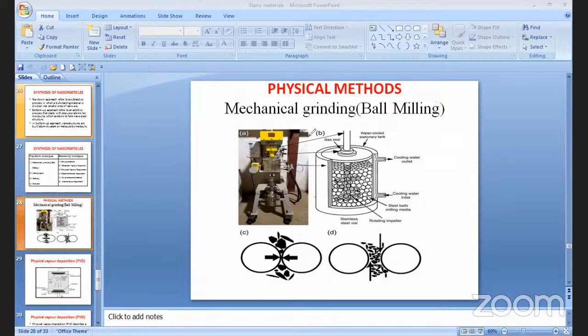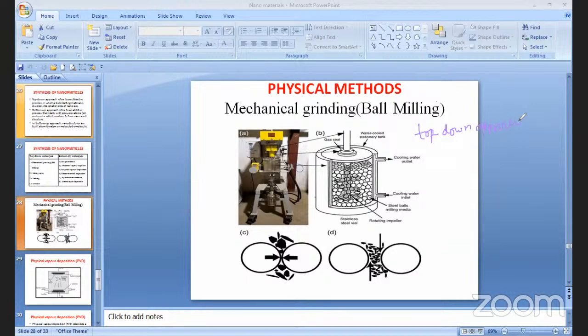They are going to get... So this is a physical method. Under this physical method, we are studying the ball milling method. High energy ball milling is one of the simplest top-down methods. Ball milling comes under the top-down approach.